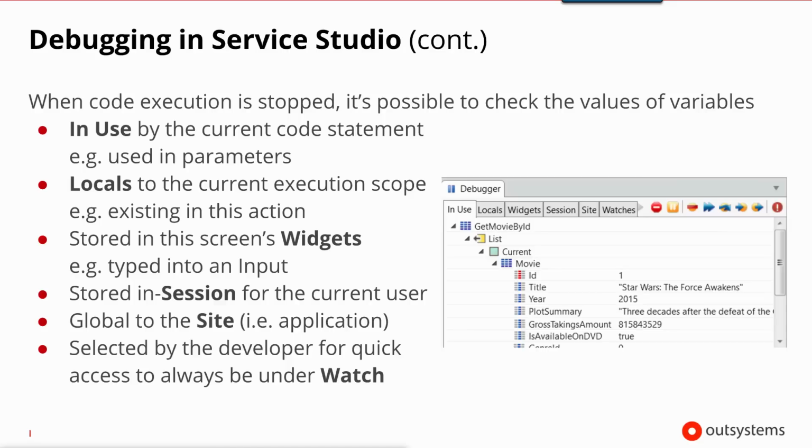On the Session and Site tabs, you can see the values for a few global kinds of variables that will be covered in a later lesson. Finally, on the Watches tab, you get to pick which variables appear there. So the most interesting ones that you're focusing all your debugging on, you can right-click on them in any of the other panels and say Add to Watches, and they will always appear on Watches.